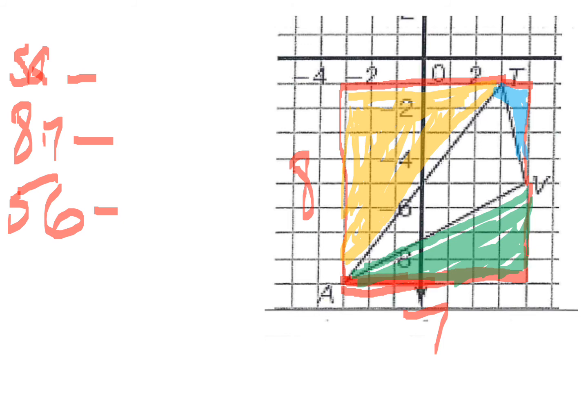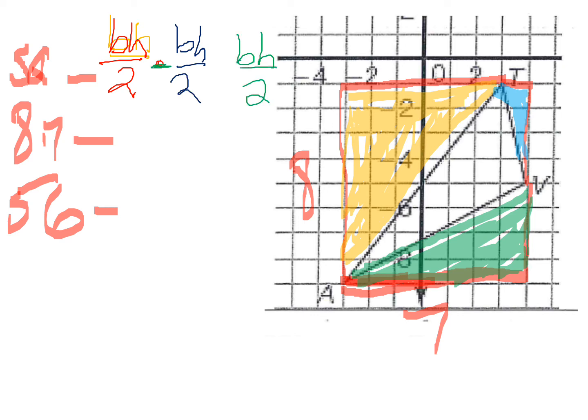Alright, so starting with the orange, it's a triangle, and it's lined up. That's the great thing. Base times height divided by 2. Next triangle, the blue. Base times height divided by 2. Green triangle, base times height divided by 2. Now, each one of these gets subtracted. I know I put a little dot there, but those are supposed to be subtracted.